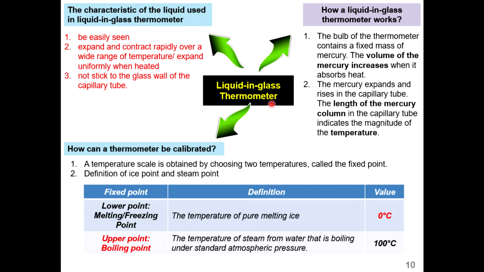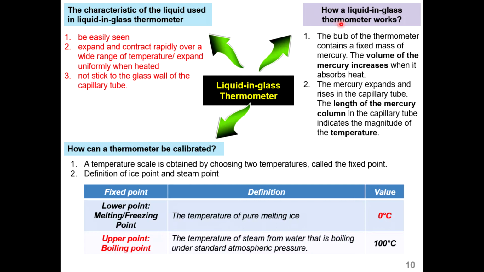Liquid in glass thermometer. So what is a liquid in glass thermometer? This is the normal thermometer that we use in our lab. The characteristics of the liquid used in this thermometer: number one, it must be easily seen, meaning that it must be opaque. Number two, the liquid must be able to expand or contract rapidly over a wide range of temperature, and it can expand uniformly when heated. Number three, the liquid should not stick to the wall of the glass capillary tube.